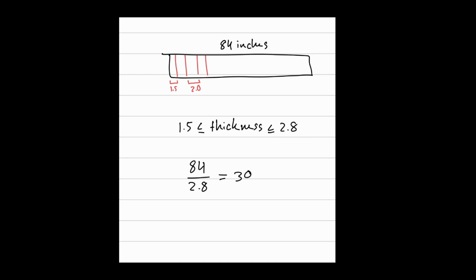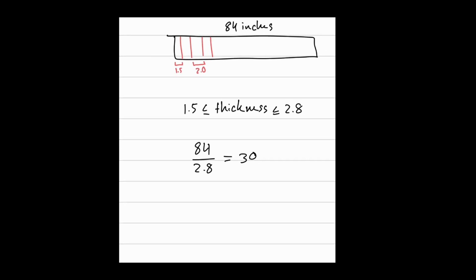So if all the books are 2.8 inches, then 30 books can fit on the shelf. And remember, that's the case where all the books are maximum thickness, so this is the smallest possible number of books that could fit on the shelf. Imagine if each book was this thick, then not many books could fit on the shelf. That's the point. This is the lower bound for how many books can fit, the lowest possible amount if each book is maximum thickness.